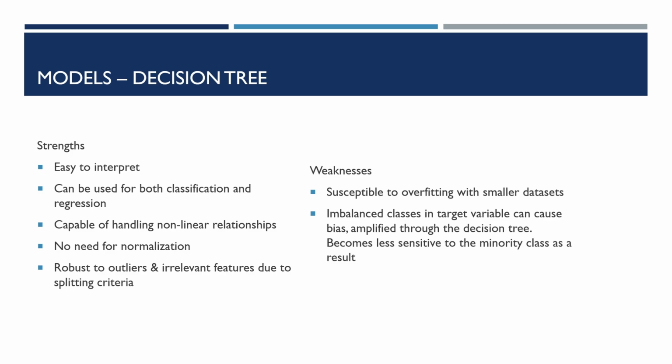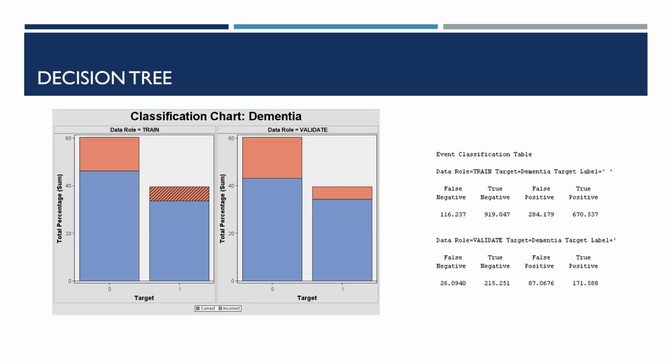Next, we have the decision tree model, which was chosen because it's easy to interpret and capable of handling nonlinear relationships. They are also robust to outliers and irrelevant features thanks to splitting. However, decision tree models are susceptible to overfitting with smaller datasets, and imbalanced classes in the target variable can introduce bias, which can become amplified through splitting, making the model less sensitive to the minority class. Here's the classification chart for the decision tree model as well as the classification matrix.